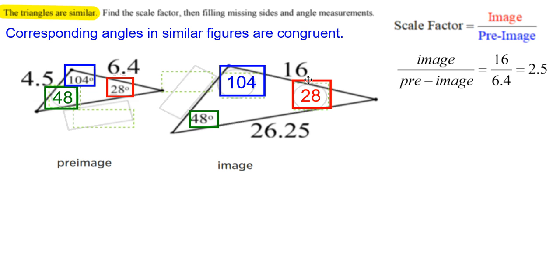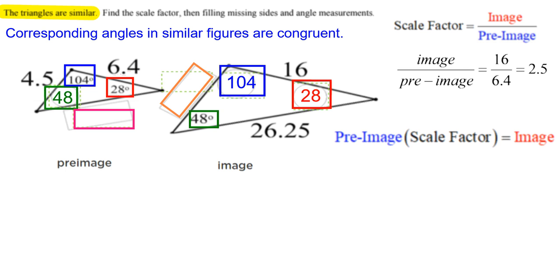So if I take 16 and compare that to 6.4, we know those correspond because that's along our blue and red angle side of the triangle. And 16 compared to 6.4 is 2.5. Now that we have the scale factor, we can start working on finding the missing side lengths. We have 2 of them, and I color-coded them as pink and orange.